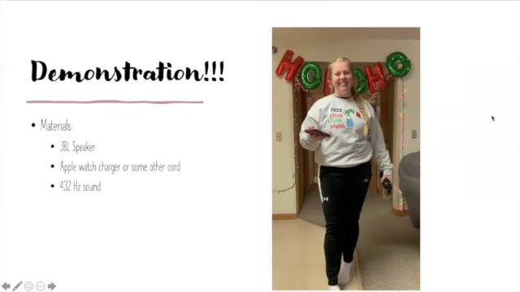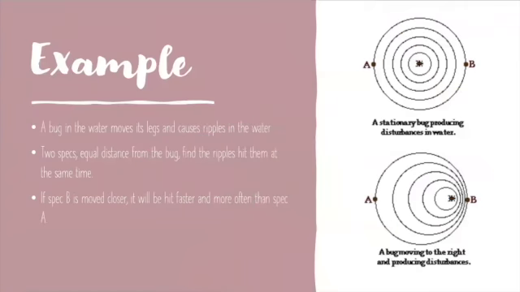In this demonstration, you heard how the sound seemed to change as the speaker moved through the air. An easy example to better understand the Doppler effect is to imagine a bug in the water that is moving its legs to stay afloat. The movement of the bug's legs will cause ripples in the water. Two specks, which are of equal distance from the bug, will experience the ripples hitting them at the same time. However, if one speck is moved closer, it will be hit faster and more often than the other speck, which is further away. This can be seen in the two pictures to the side.